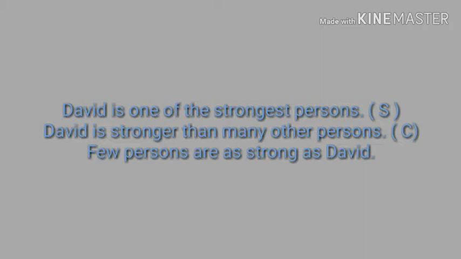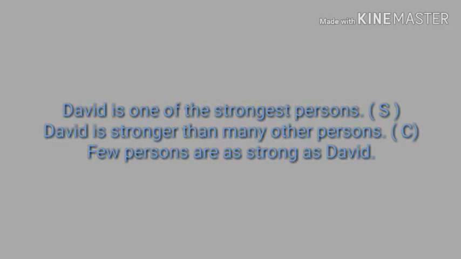Now let us observe the second form of superlative degree. David is one of the strongest persons. What is the difference between David is the strongest person and David is one of the strongest persons? When you say David is one of the strongest persons, that means there are some more who are as strong as David. When the sentence is in that form, how can we frame comparative and positive degrees?